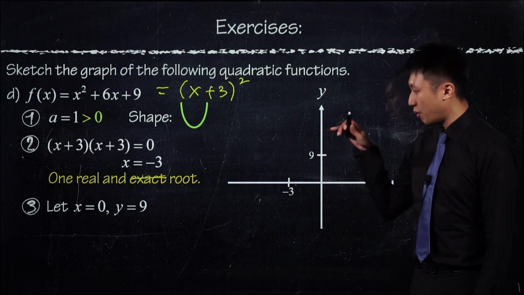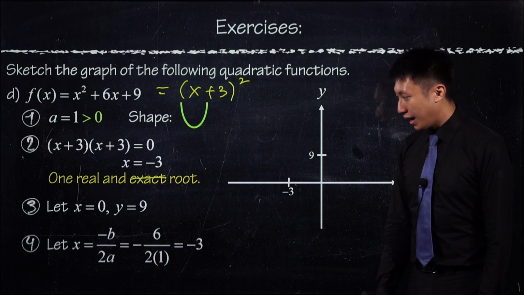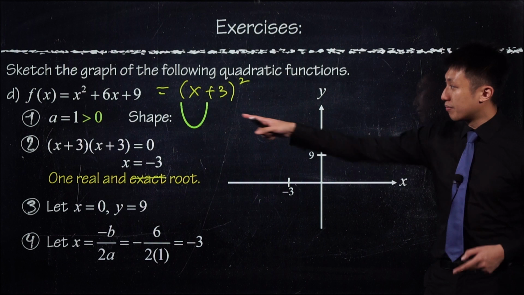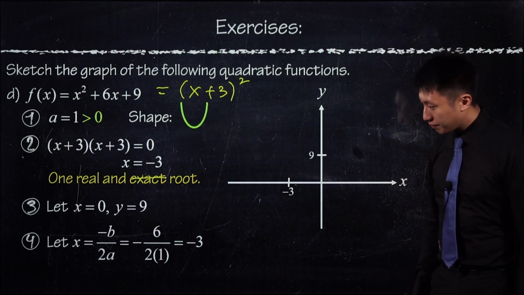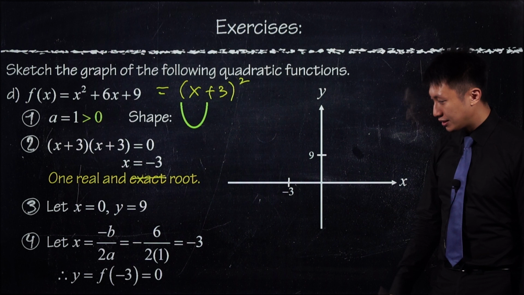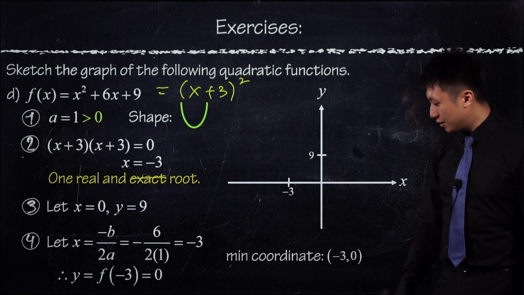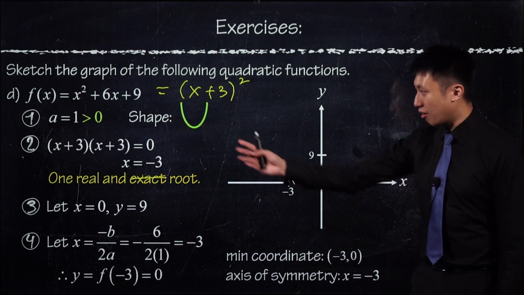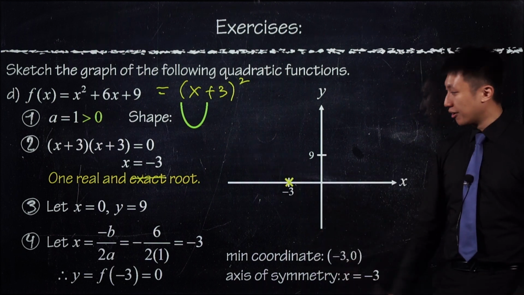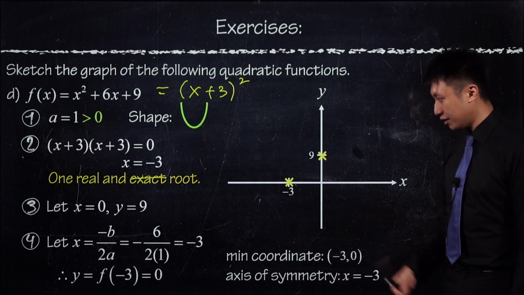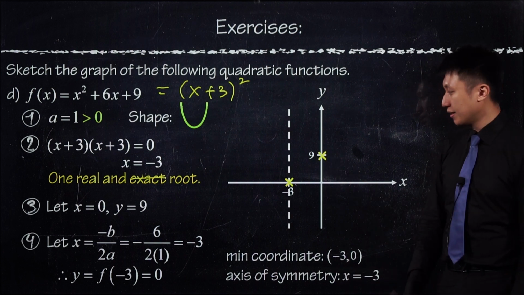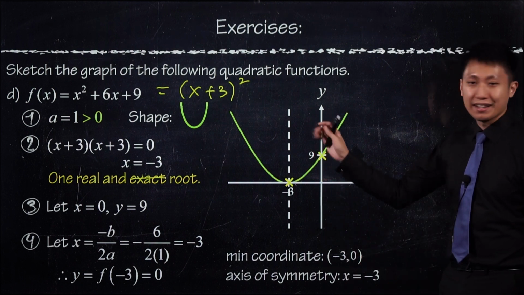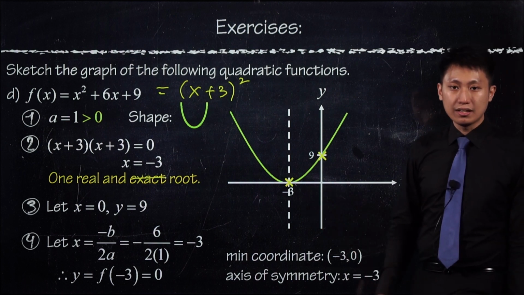So you have y coordinate 9 here, and you have this one on here, -3. That's your minimum point. You sub it in, you get 0. Negative 3 and 0 is your minimum point. Axis of symmetry, x equals -3, and you plot all the points there. That's one point only. And you draw the axis of symmetry, and you sketch the graph. The scale is a bit off here. 9 should be slightly higher, but it's fine. It's just a shape.